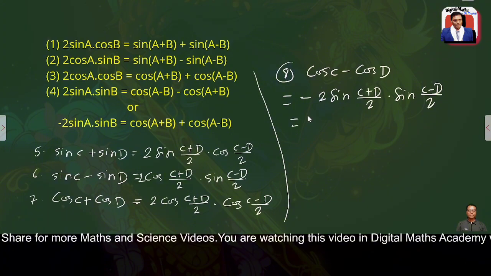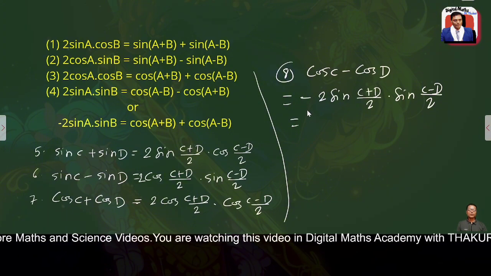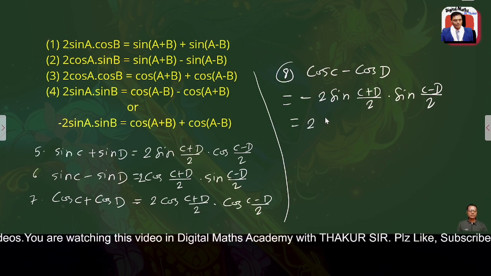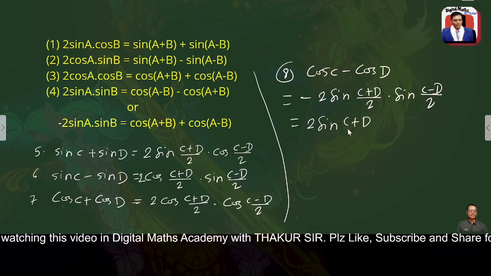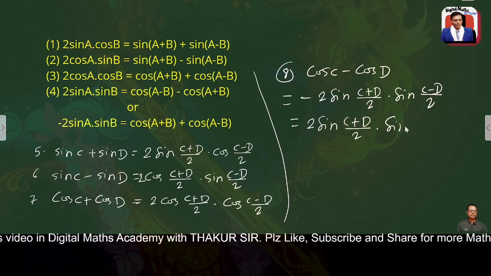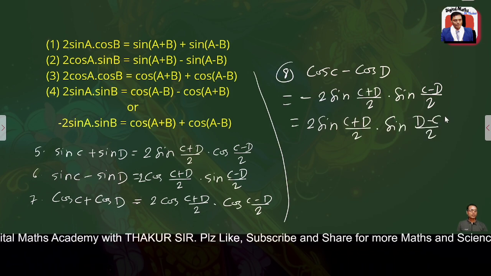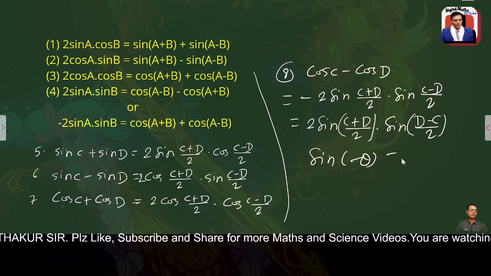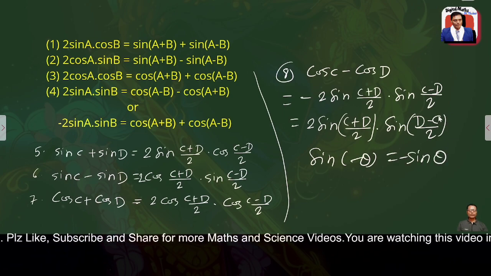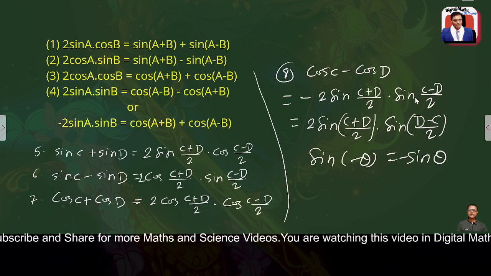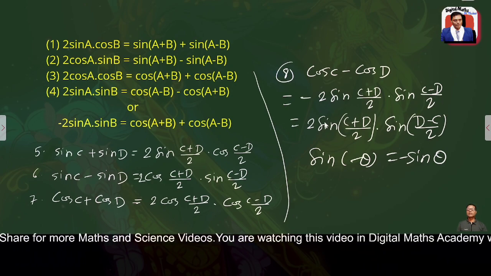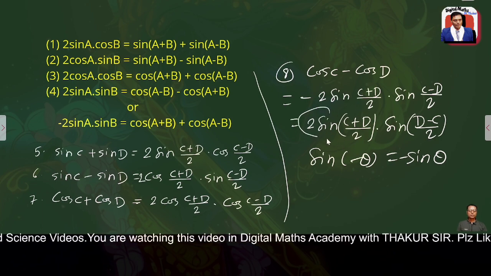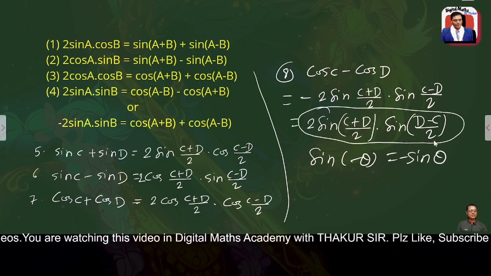But if you want to remove the minus sign, then we have to change here C minus D to D minus C. So we can write here 2 sin C plus D by 2 dot sin D minus C by 2. Why? As you know, sin minus theta equals minus sin theta. So if we have here sin D minus C, then it becomes negative of C minus D, and both the negative signs become positive. So we can write sin C minus sin D equals 2 sin C plus D by 2 dot sin D minus C by 2.